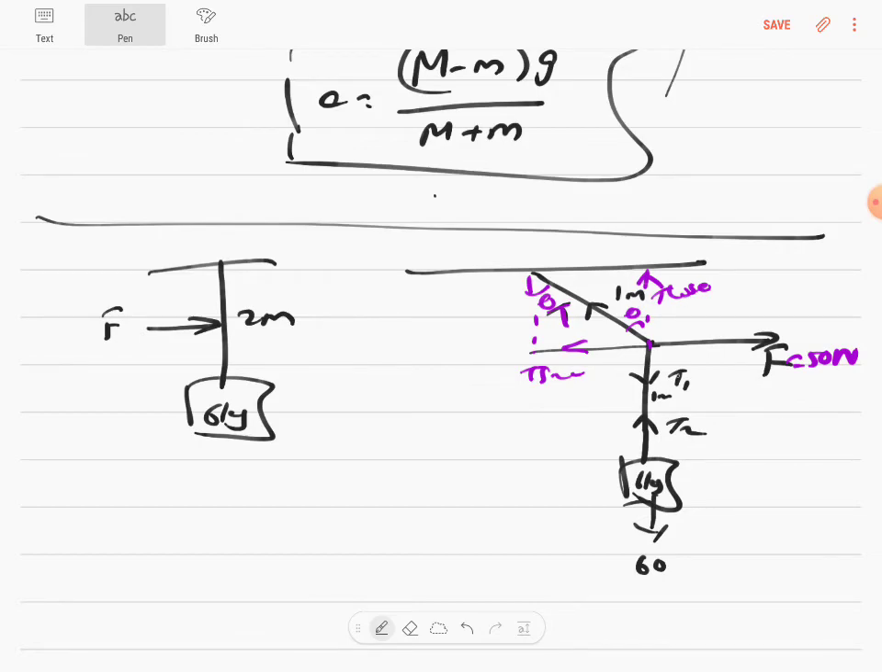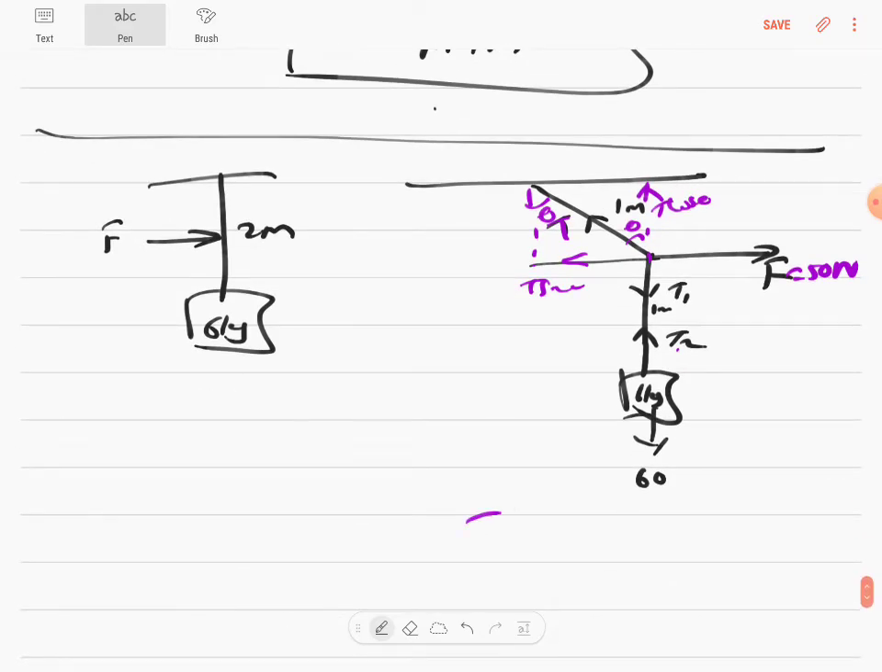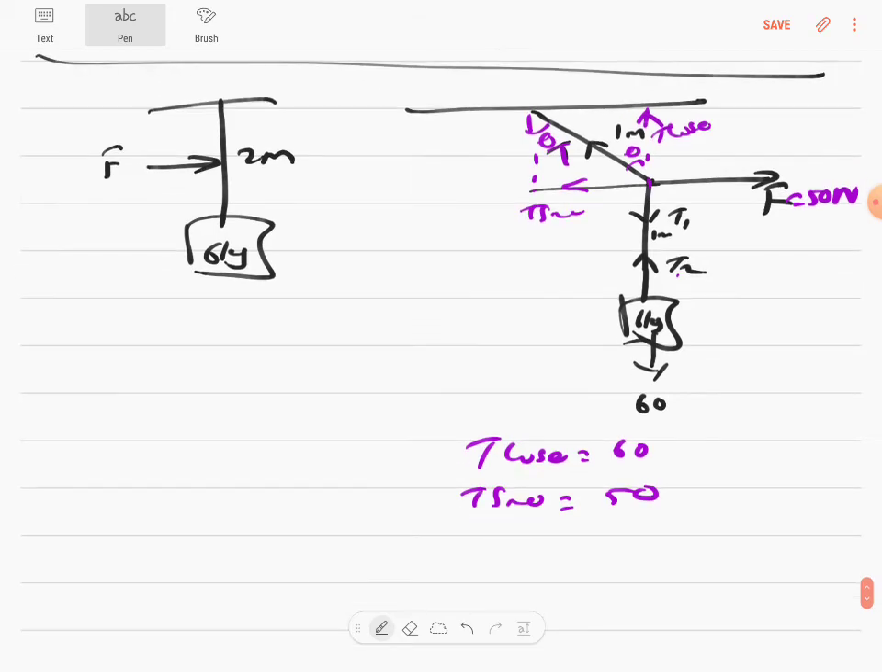The T cos theta will be equal to T1 only, but T1 is equal to T2, so directly we can write T cos theta is equal to 60, and T sin theta is equal to 50. Dividing, you get tan theta to be 5 by 6. So immediately you got the angle theta, which is tan inverse of 5 by 6. You don't have to write the value, but this is how we resolve into components and find things. It's very, very important.